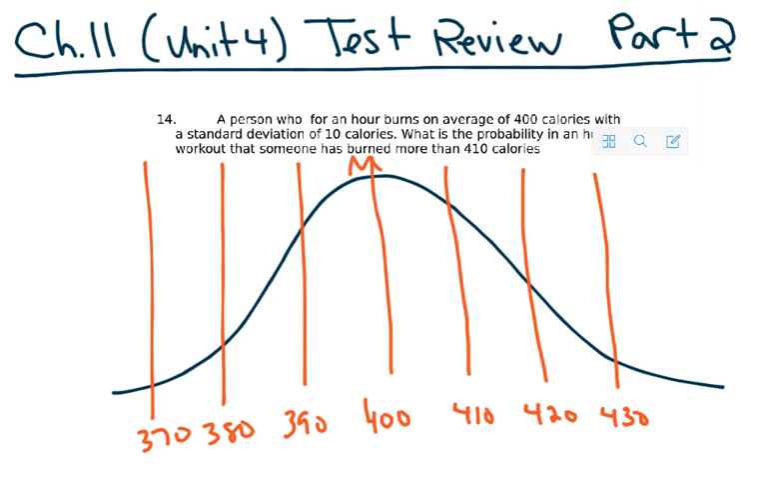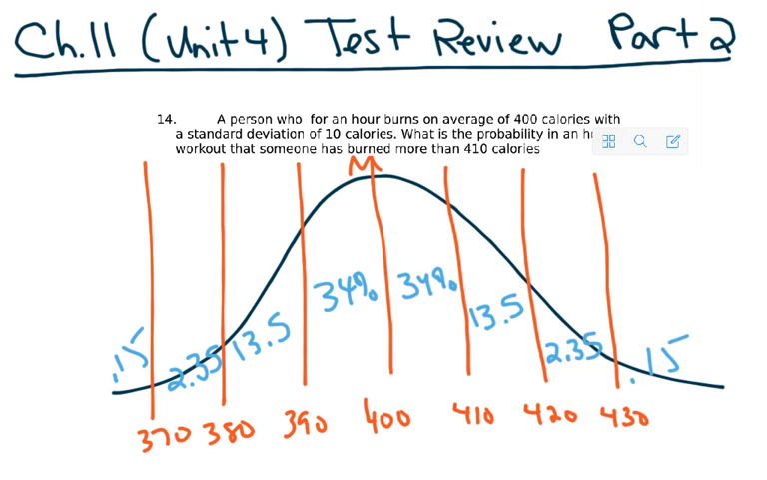Now I need to put in the percents. And again, I'll give them to you so you know what they are. But the middle ones are 34. The second standard deviation away is 13.5. The third standard deviation away is 2.35. And the fourth standard deviation away is 0.15.